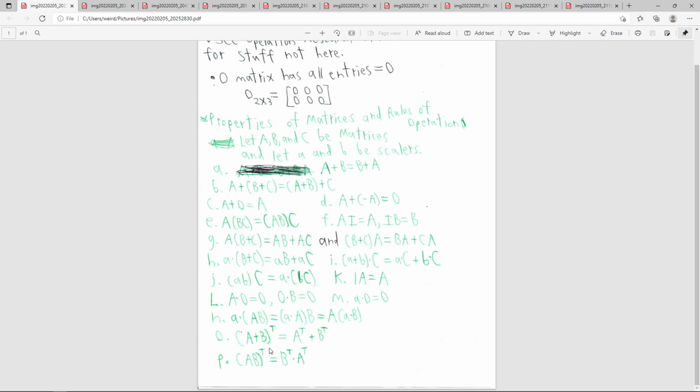The most interesting ones are the last two: the transpose of A plus B is equal to A transpose plus B transpose, and the transpose of AB is equal to B transpose times A transpose. I think those are more interesting and can be useful, but you're not going to really need to worry too much, I don't think. These properties just come up, but that's why they're in a light green, because they're not the most important thing ever.